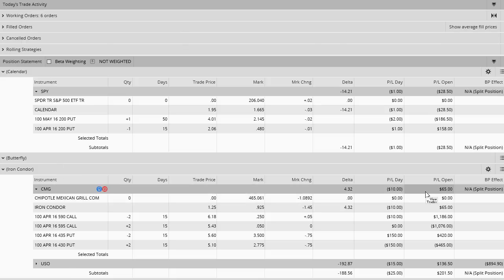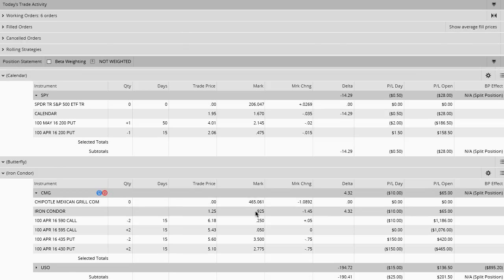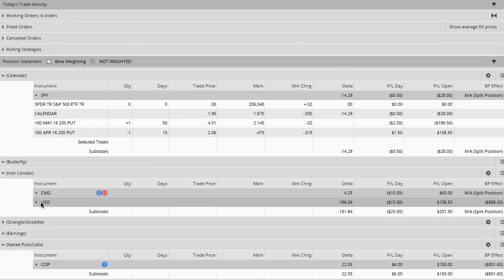We're making about $65 on this trade, but we need to make a little bit more money before we hit our profit target on this trade, meaning it's got to work just a little bit longer before we're comfortable taking this thing off for a big profit.